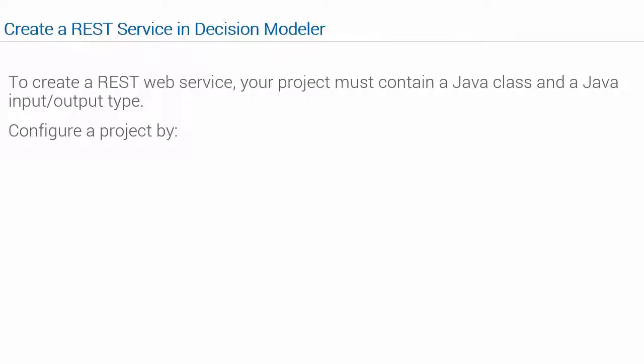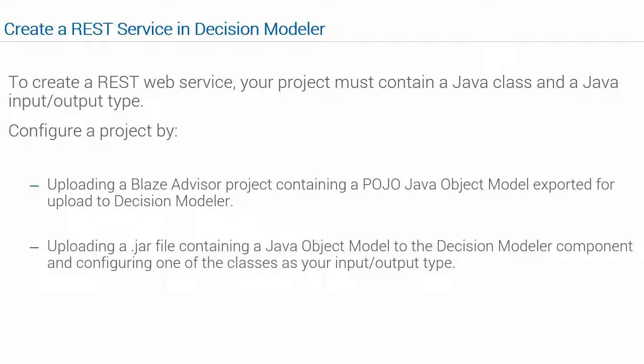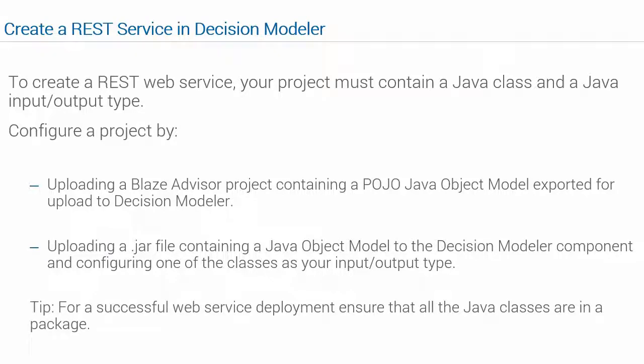To create a REST web service, your project must contain a Java class and a Java input-output type. Configure a project by uploading a Blaze Advisor project containing a POJO Java object model exported to upload to Decision Modeler, uploading a jar file containing a Java object model to the Decision Modeler component and configuring one of the classes as your input and output type. For a successful web service deployment, ensure that all Java classes are in a package.